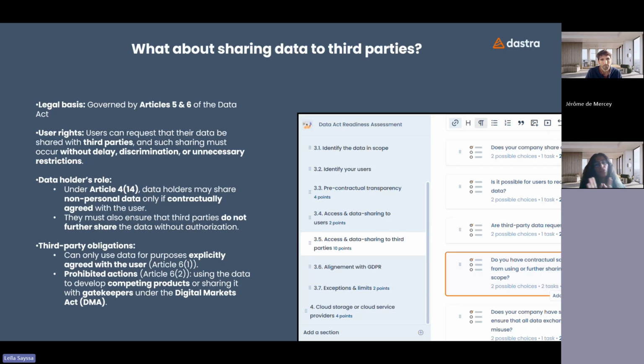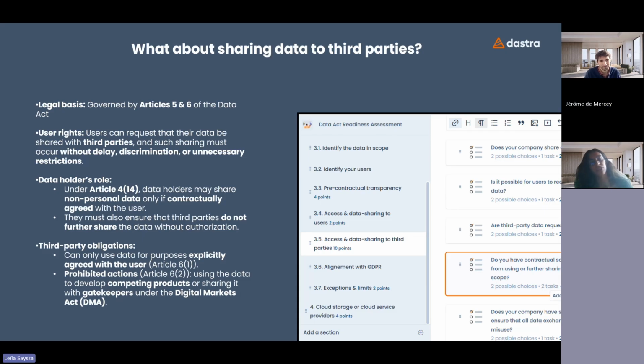They're also not allowed to use the data to develop a competing product. So those types of restrictions should be governed in the contract that data holders should have with the third parties, or the user with the third party. But it's a restriction. It's a prohibited action even to use this data in order to develop a competing product. Yeah, that's very important because the business part.